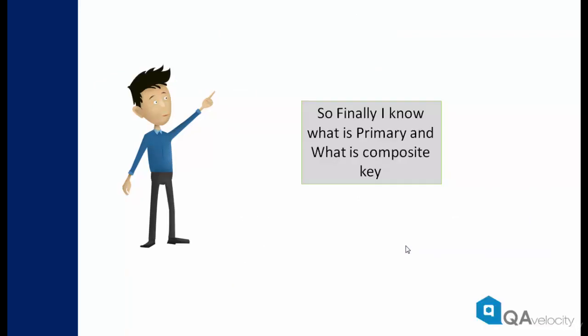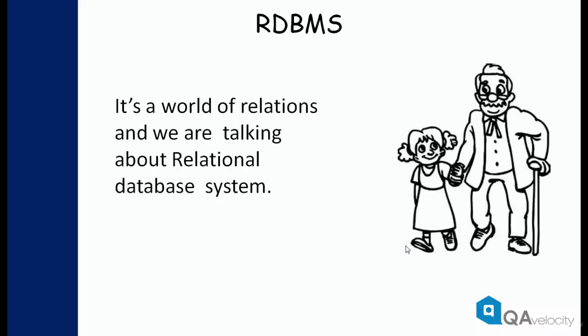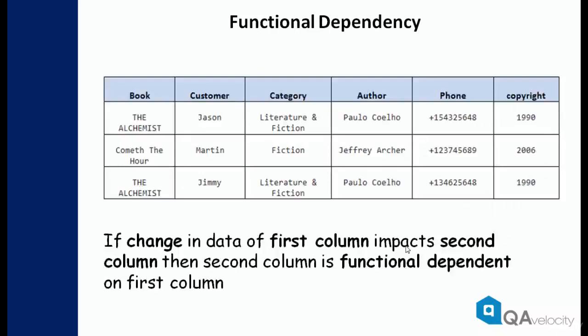So finally we know what a primary key is and what exactly a composite key is, and we already have an idea of the rules of first normal form. So it's a world of relations, right? And we are talking about relational database systems. In the next slide, we are going to talk about the dependency which one column has on other columns of the same table. Let's analyze the dependency of columns in this table.